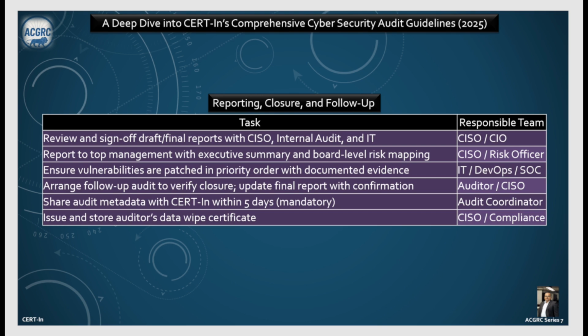You need to ensure vulnerabilities are patched in priority order with documented evidence. This is where your IT team, your DevOps team, your SOC team will come into play. Once done, then you have to arrange a follow-up audit to verify closure and update the final report with confirmation. This is where your auditor and the CISO will come into play.